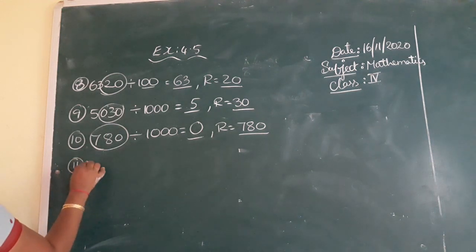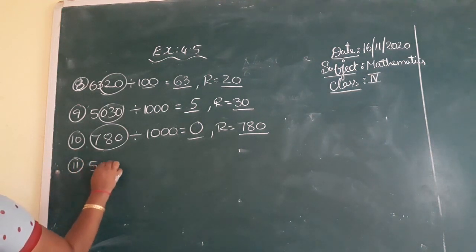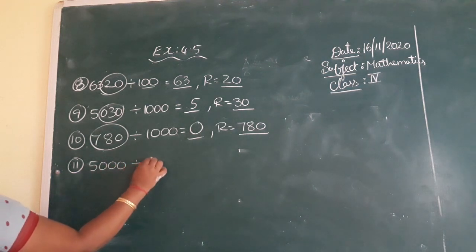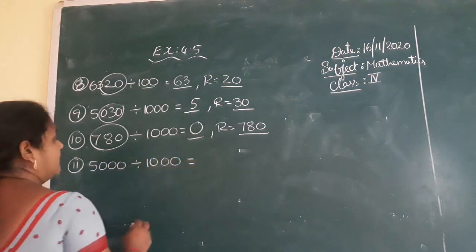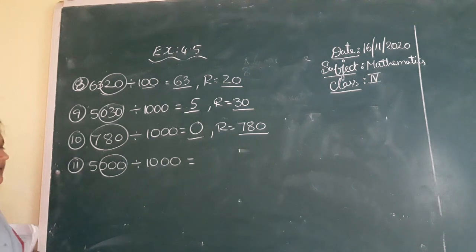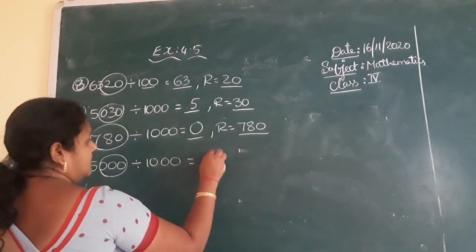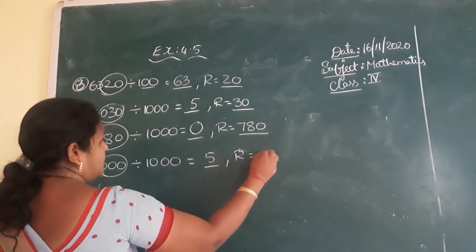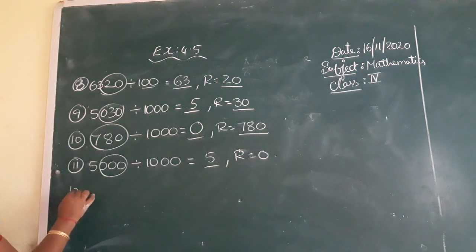11th one. 5000 divided by 1000. If you divide with 1000, circle ones, tens and hundreds. Answer is 5. Remainder is 0. 3 times 0 or 1 times 0, all are equal to 0 only.